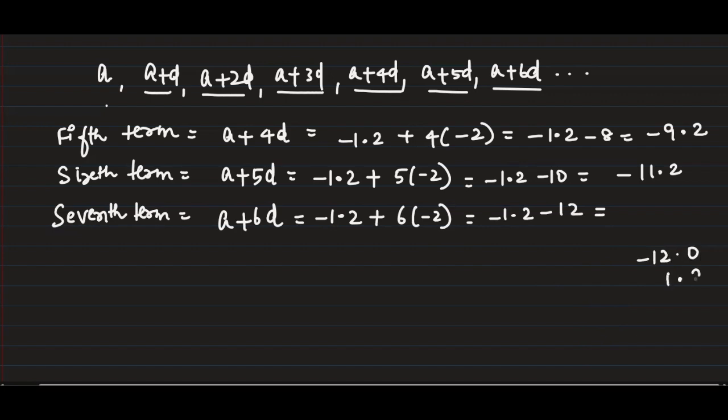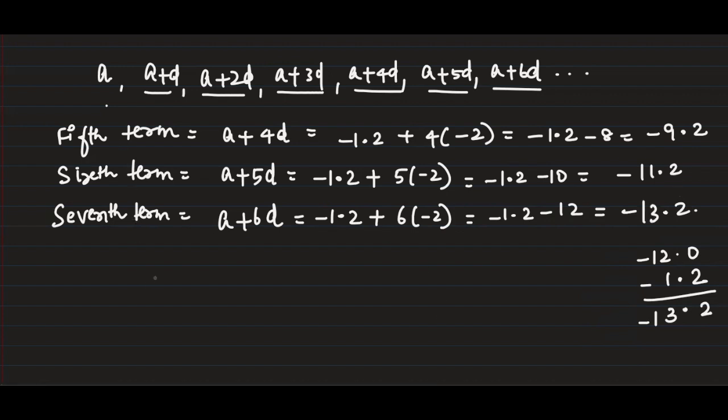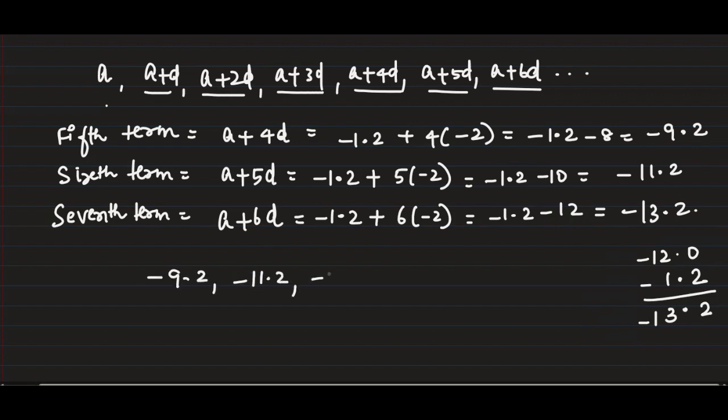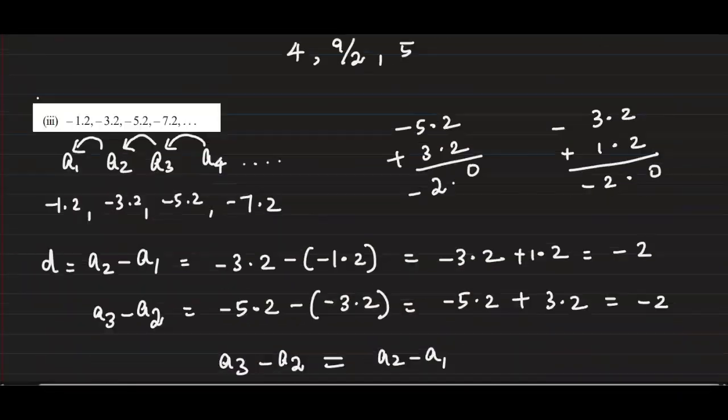Then I'll have to add this one, minus 1.2. So 0 plus 2 will become 2. Then 2 plus 1 will become 3. Then 1, put the minus sign also. So minus 13.2. Okay. So now we should say the next three terms, the fifth, sixth and seventh term, will be minus 9.2, minus 11.2, comma minus 13.2 respectively. That's all. Fine, clear? Easy? So this is how we should find the fifth, sixth, and the seventh term for this question. Now moving on to the next question.